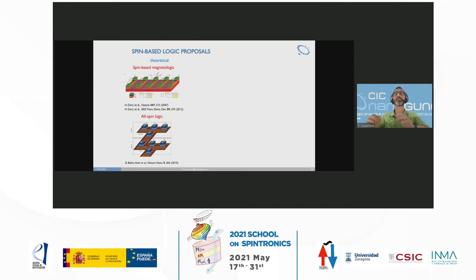And you can reconfigure this magnetologic gate by writing the operation you want to do with spin transfer torque. So you change it and now you do the operation again. There is another concept called all spin logic, in which the idea is exactly the same. The only difference is that even the switching of the magnets for writing is also done with pure spin current. Here it was a simple spin transfer torque, so through charge current.